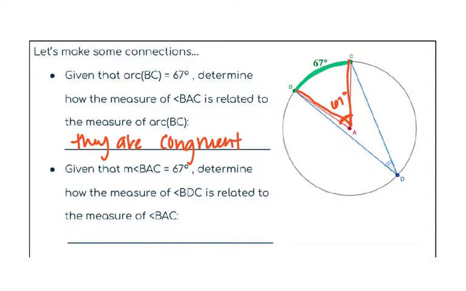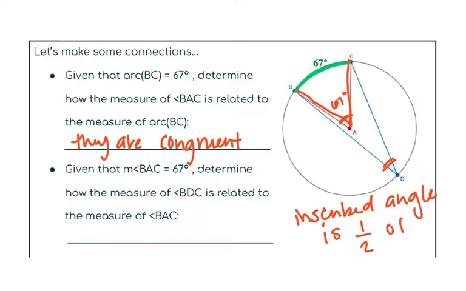Now, let's talk about what the difference between the central angle and the inscribed angle is. So back when we were doing this a while back, we remember that the inscribed angle is actually going to be half of the measure of the central angle. So inscribed angle is half of the central angle.